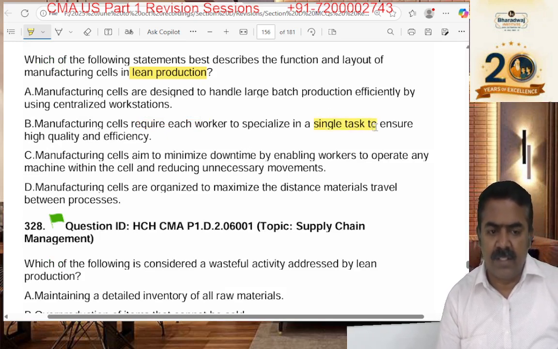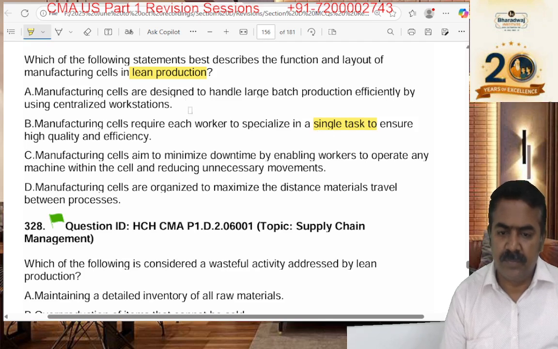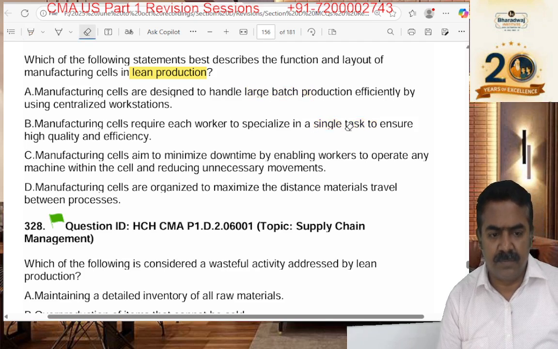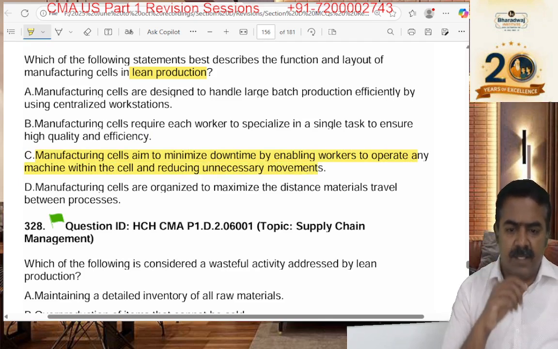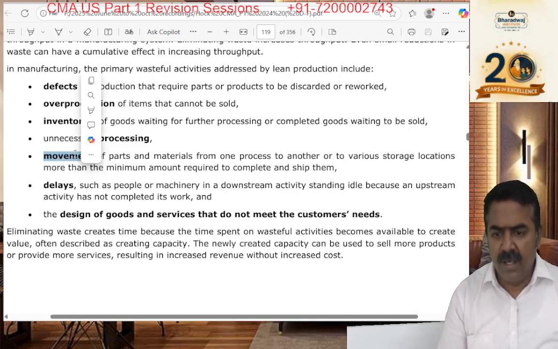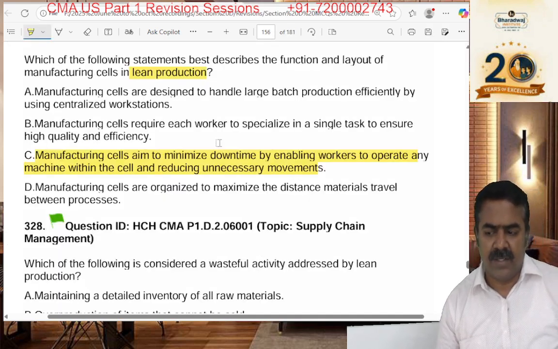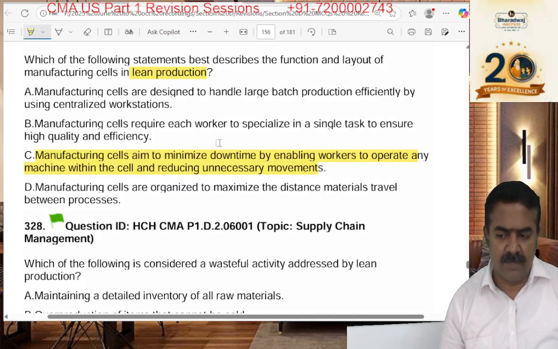Is it single task? No. Is it large production? No. They minimize the downtime and reduce the unnecessary movements. Reducing the unnecessary movements is the objective of which one? Lean production. Exactly matches with C.